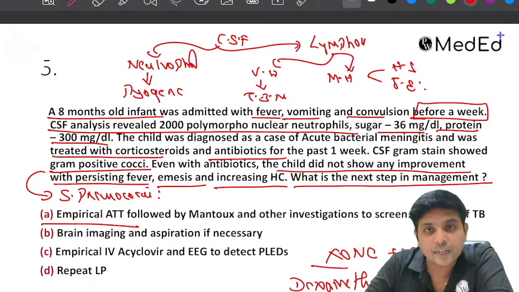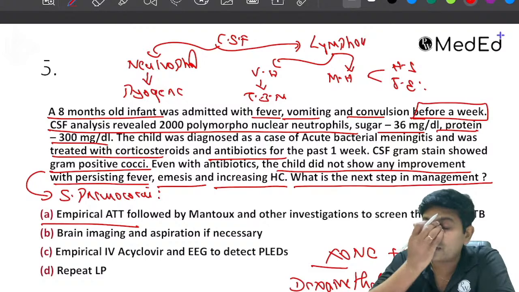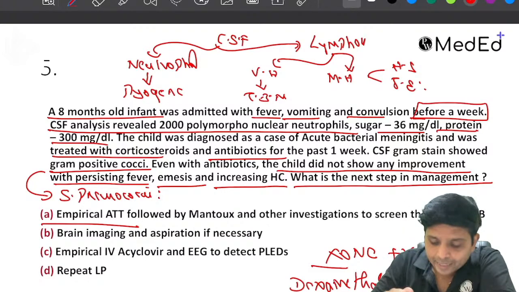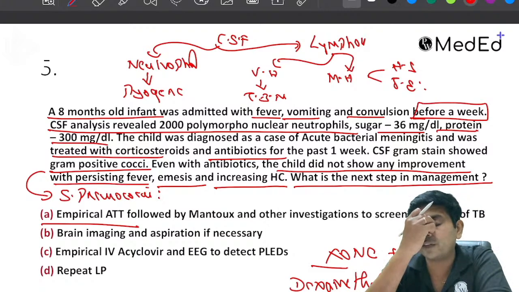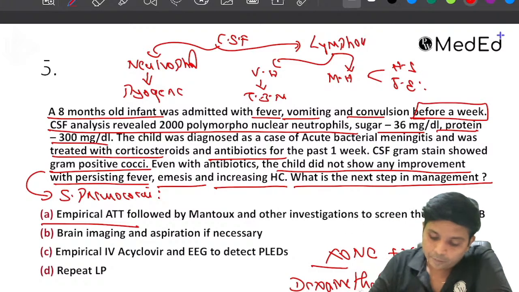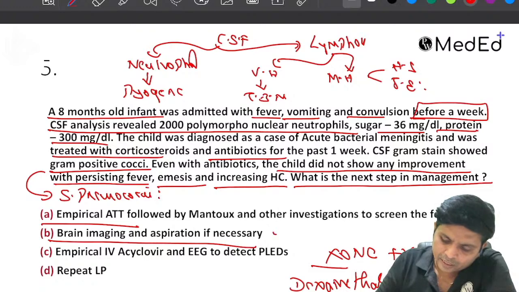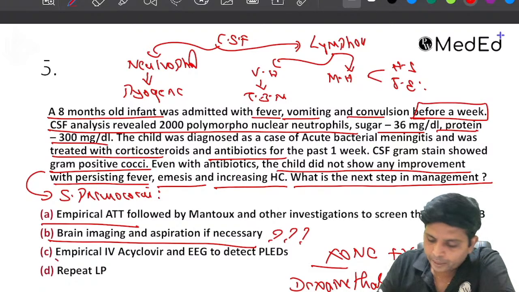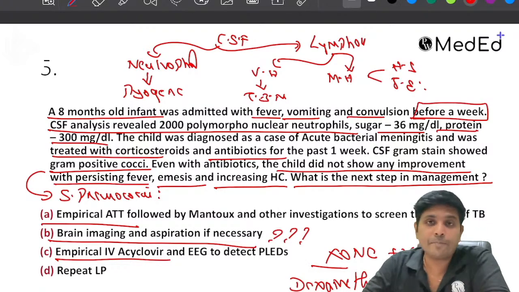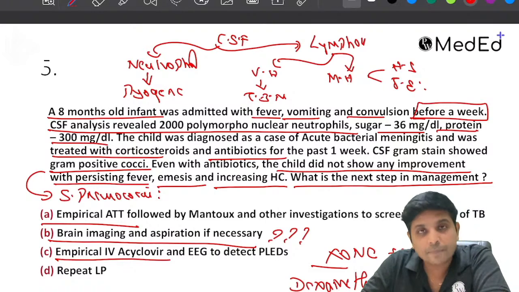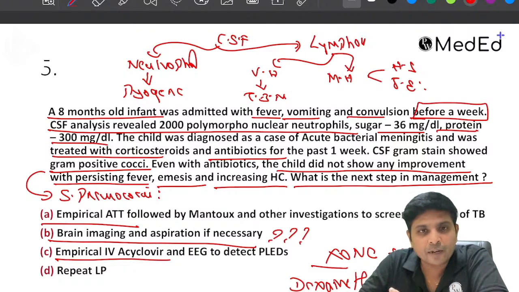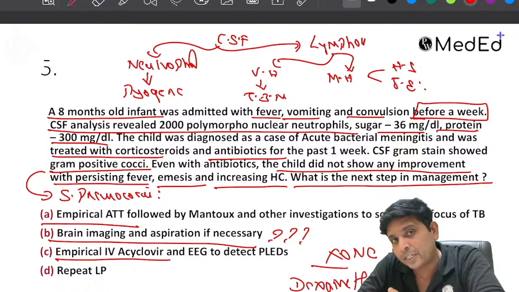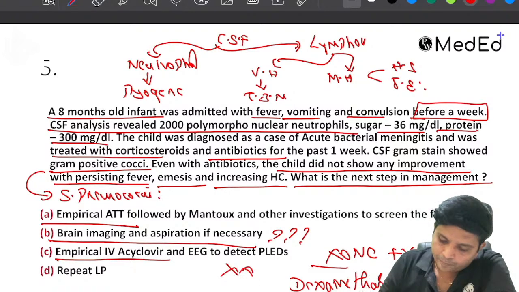Because there is no lymphocytic predominance, even though there is a little bit of chronicity. But there are gram-positive cocci. It is not AFB bacilli. It is gram-positive cocci, so it is not the answer. Brain imaging and aspiration, let us see what it is. Empirical acyclovir, how can it be? There are no RBCs mentioned. There are no RBCs. Again, it is PMN, neutrophilic predominant, less likely to occur in a case of viral meningitis. So less likely.